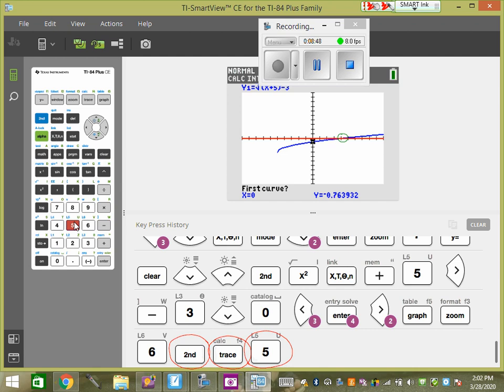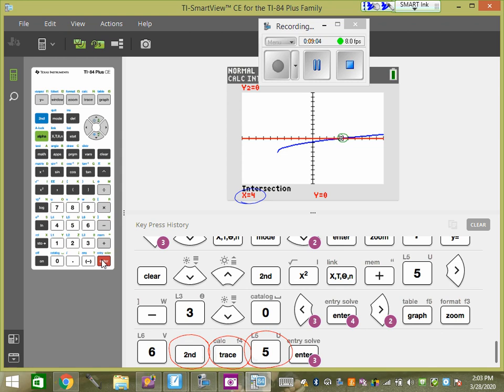And then it says first curve. I'm just going to hit enter. And then it says second curve. It moved on to it, so I'm going to hit enter. And then it says guess. I'm going to hit enter. And it tells me the solution, and I only look at the x. It's 4. I just verified graphically too.